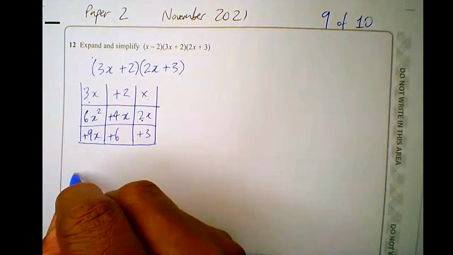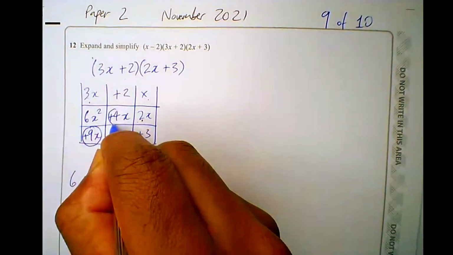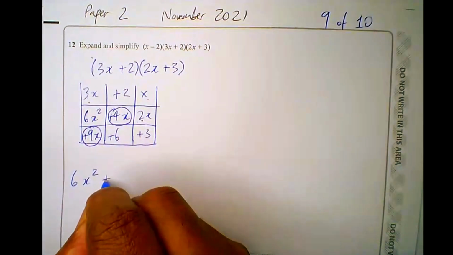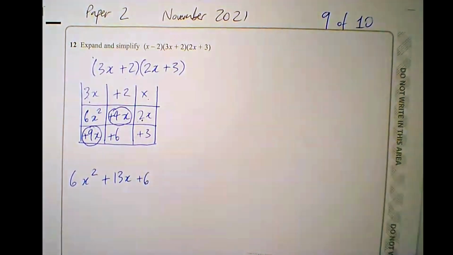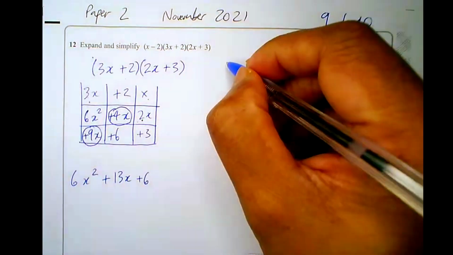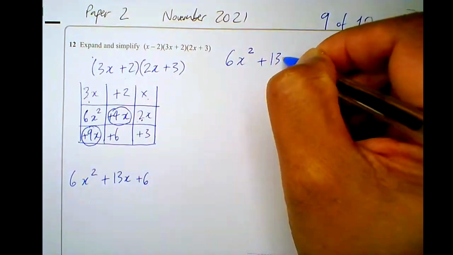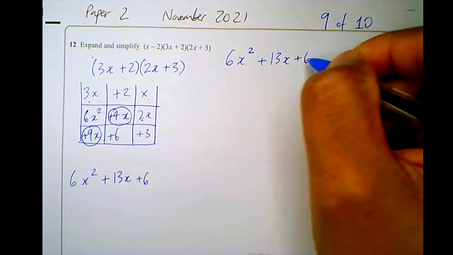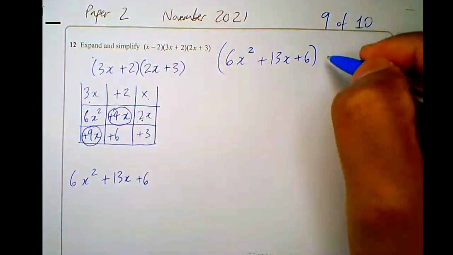Now I simplify 6x squared. I've got 9x plus 4x gives me 13x. Then I've got my last term plus 6. Now I've got my answer. I'm going to multiply my answer, 6x squared plus 13x plus 6, with my third term, which is x minus 2.